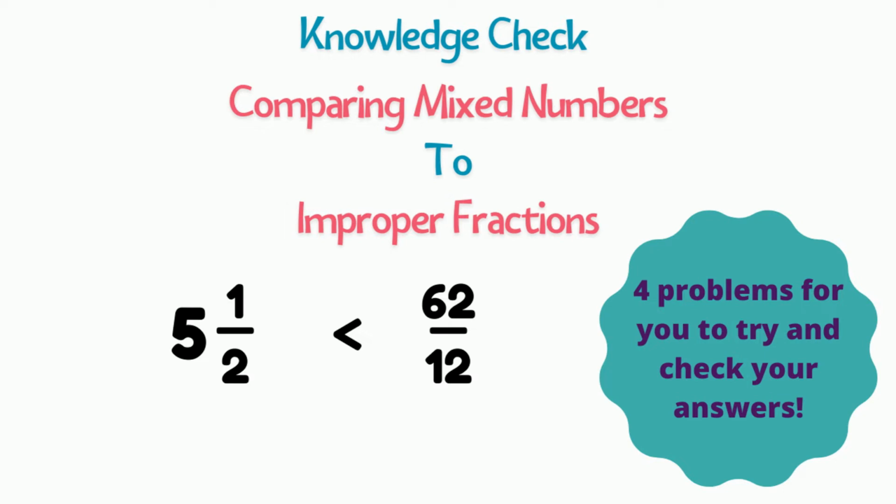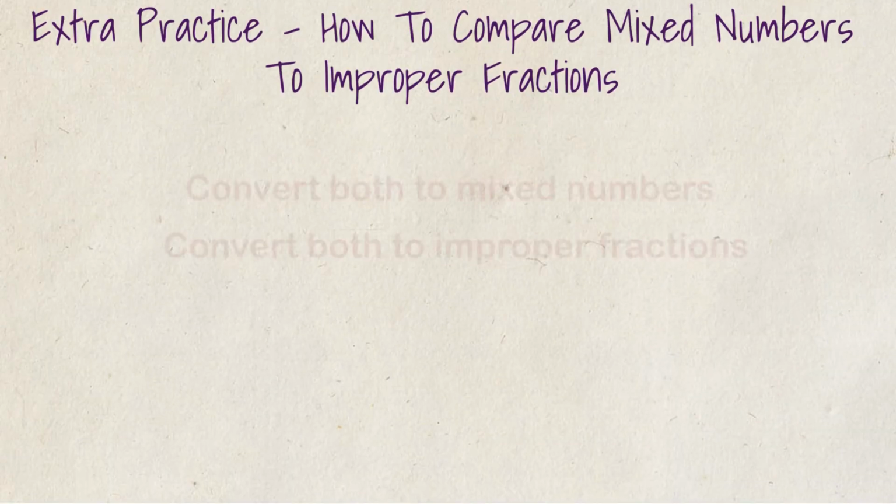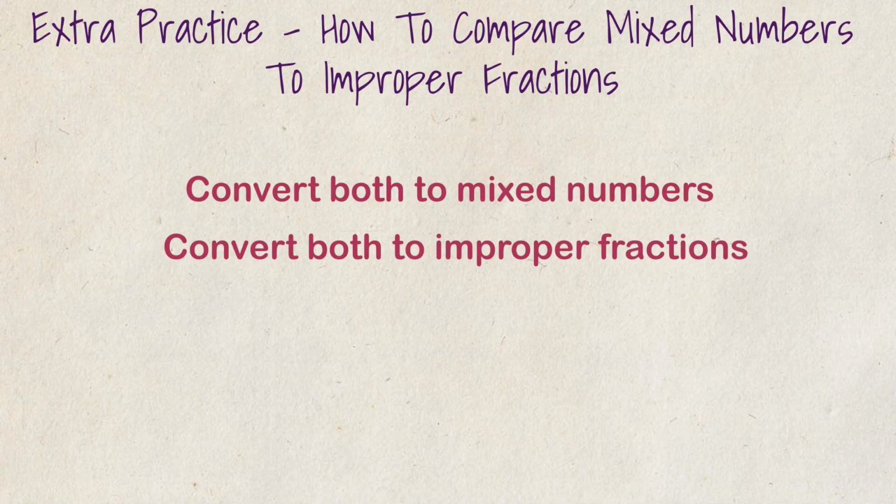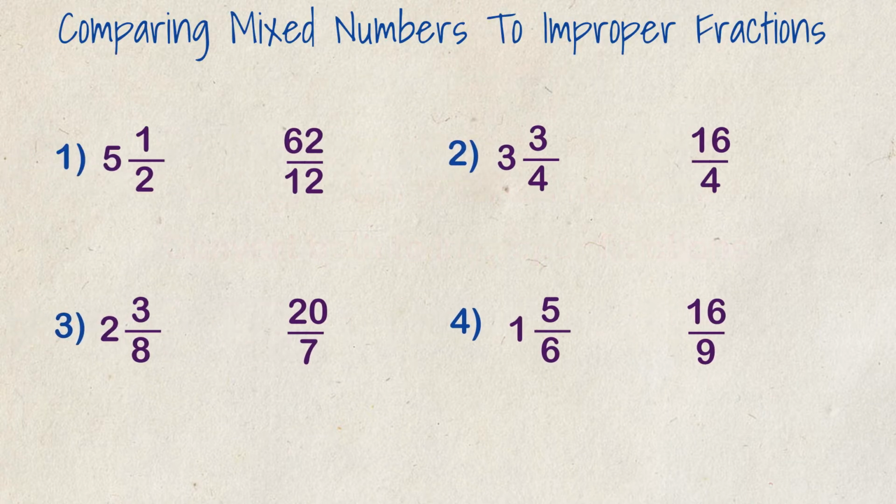So today we're going to walk through 4 examples for comparing mixed numbers to improper fractions. There's a couple ways you can do this. You can convert both to mixed numbers and evaluate, or convert them both to improper fractions. Chances are you may need to do some extra steps like cross multiplication to see which one is greater. Take a look at the 4 examples here. Pause the video and work them out for yourself. When you unpause it, you can check and see if you get the same answers I did.